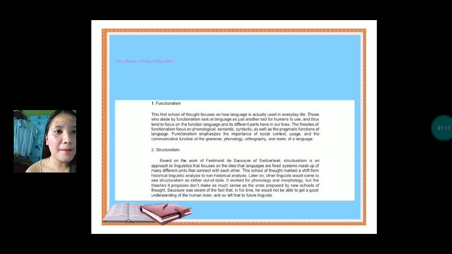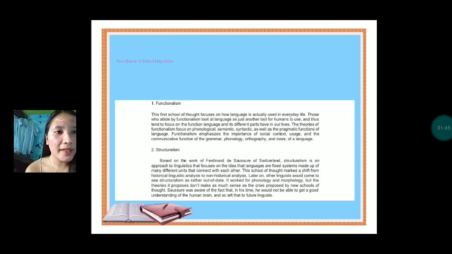Functionalism emphasizes the importance of social context, usage, and the communicative function of the grammar, phonology, orthography, and more of a language. Second, structuralism, based on the work of Ferdinand de Saussure of Switzerland. Structuralism is an approach to linguistics that focuses on the idea that languages are fixed systems made up of many different units that connect with each other.